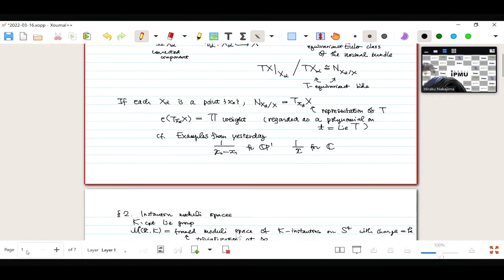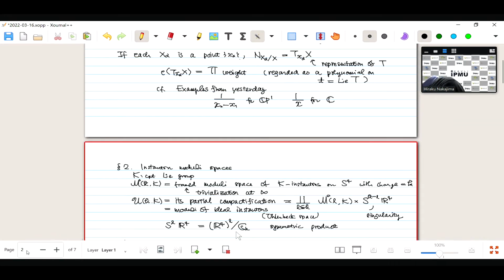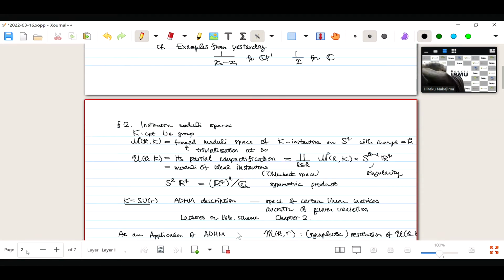Okay, let me go on. So now I start to talk about the space which we use to construct vertex operator algebra. So this is the instanton moduli space. And as I said, we take a very simple four-manifold, R4, and for a technical reason, I consider its one-point compactification. So S4 is the one-point compactification of R4.